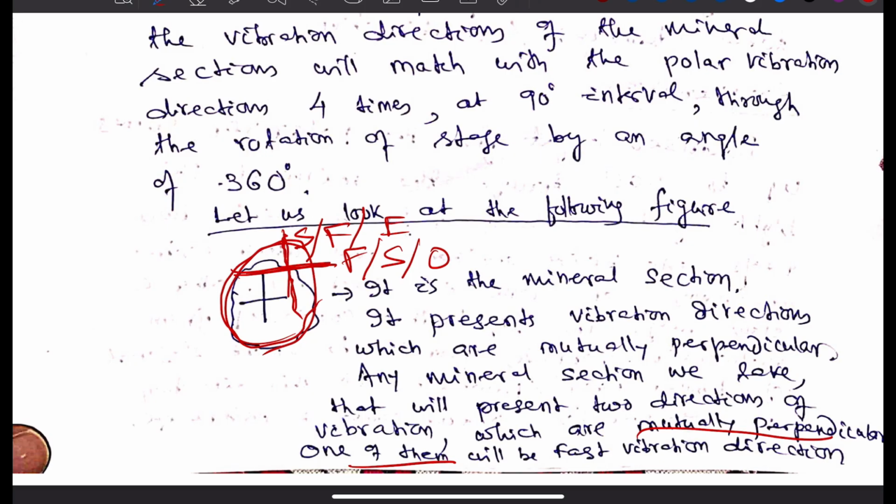The vibration directions of the mineral will either represent O ray or E ray, or they will represent fast ray or slow ray. The terms fast ray and slow ray are generally used in case of biaxial minerals, and the terms O ray and E ray are used in case of uniaxial minerals.